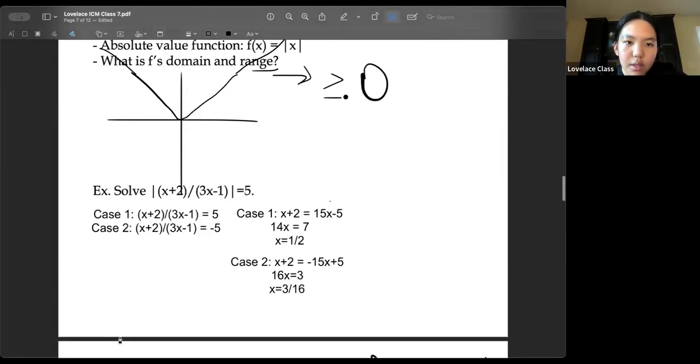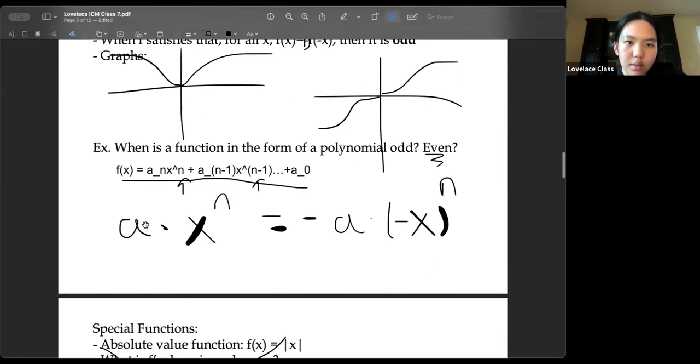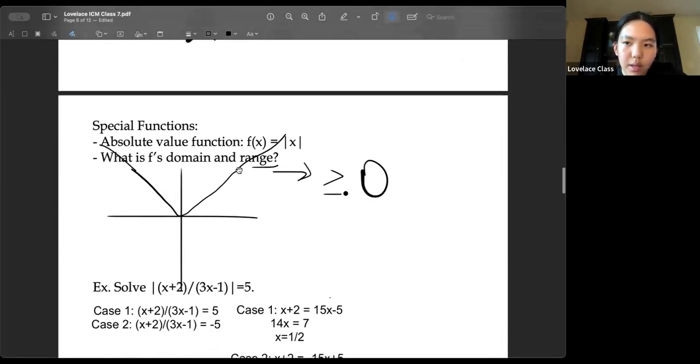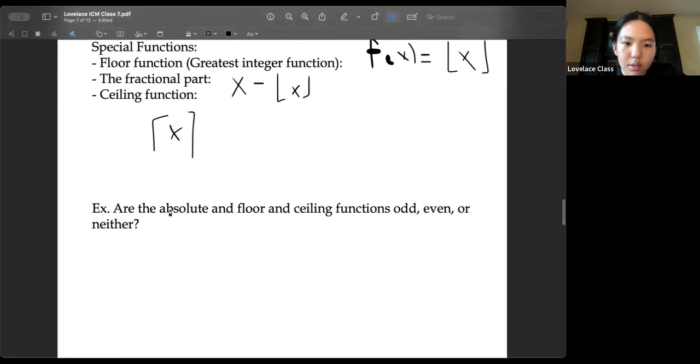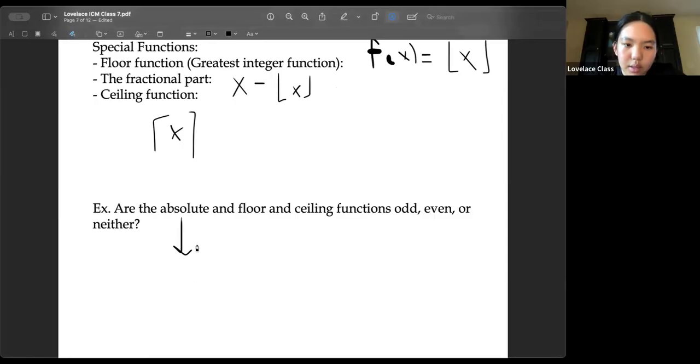Right, and then, example question: are the absolute value and floor and ceiling functions odd, even, or neither? If you take a look back at the absolute value function, it definitely looks even, right? Because it's symmetric about the y-axis. So absolute value is even.